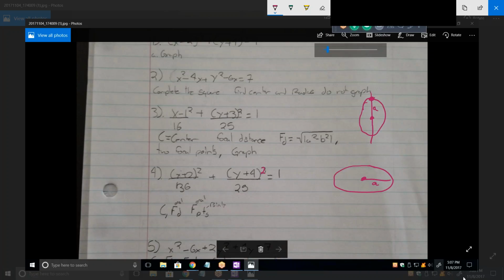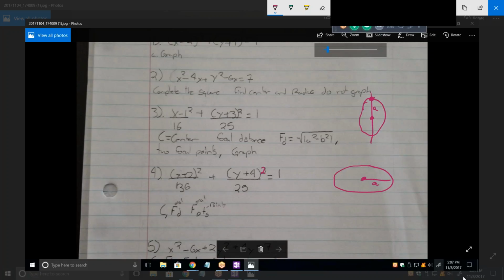Okay, so for this one they want the same thing. What does this say? Center, focal distance, focal distance. It's focal points. It's center, focal distance, and focal points. Okay, got it. So let's put a coordinate system on this ellipse that I just drew. Where's its center?